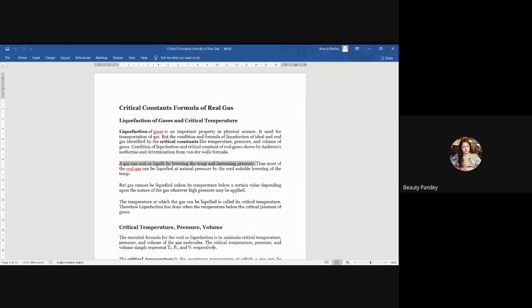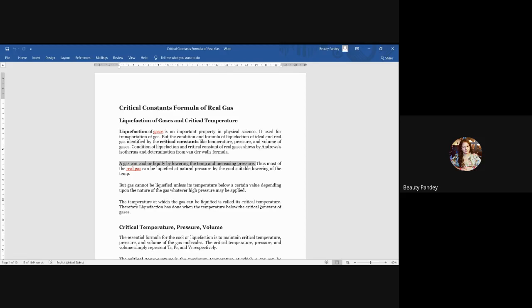If you start reducing the temperature, it does not mean that your gas is at 300 Kelvin and you suddenly reduce it to 200 Kelvin and it will liquefy. No, it will be liquefied only if the temperature falls below its critical temperature. If you have reduced the temperature but it does not fall below the critical temperature, then no matter how high a pressure you apply, the gas won't be liquefied.